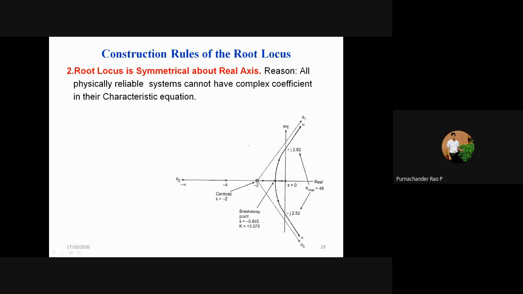If you observe this also, here the second one is like this, the same value as a mirror image in the third quadrant. So these are the constructional rules. You just have to remember them.